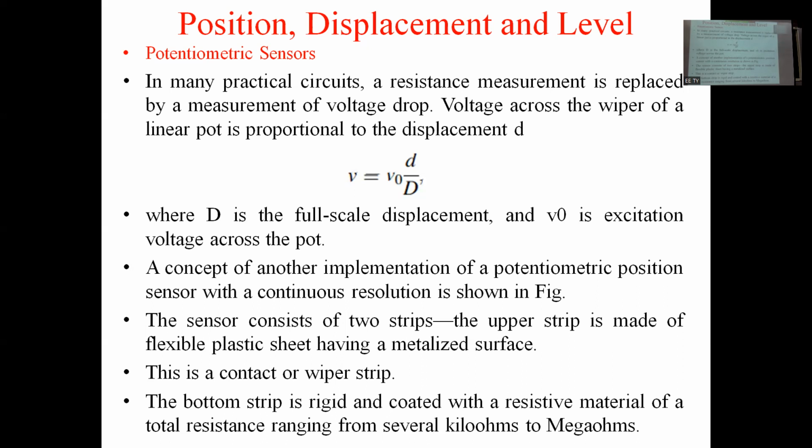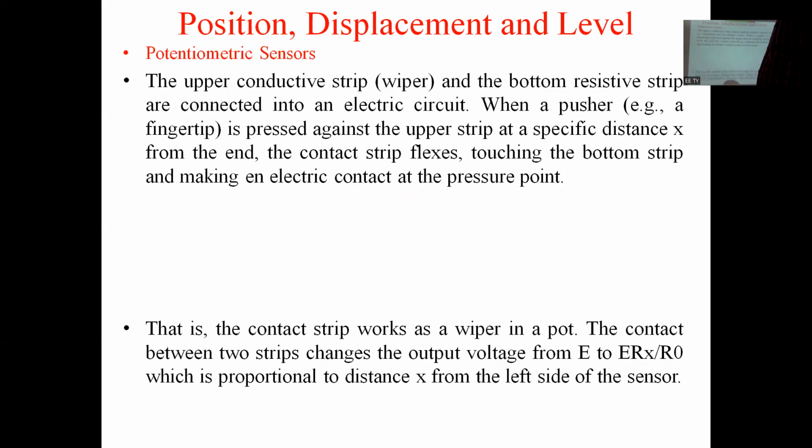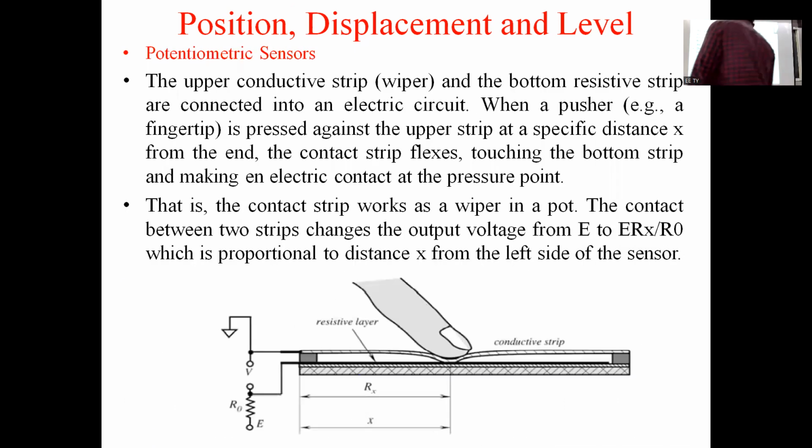The concept of another implementation of a potentiometric position sensor with continuous resolution is shown in the figure. The sensor consists of two strips. Another type of sensor is given. The upper strip is made up of a flexible plastic sheet having a metallized surface. There is one figure we will see, and this is the contact or wiper type of strip.